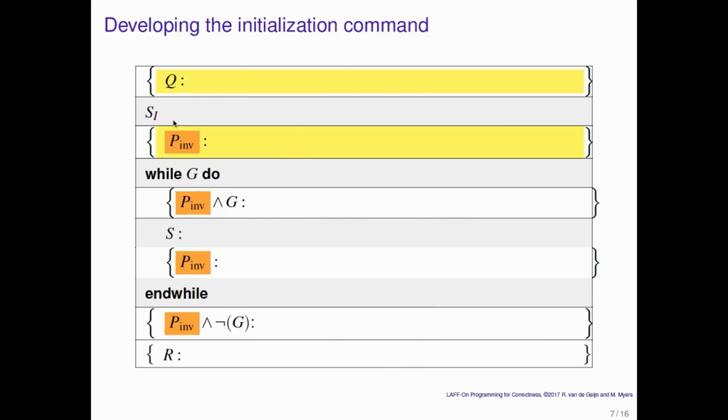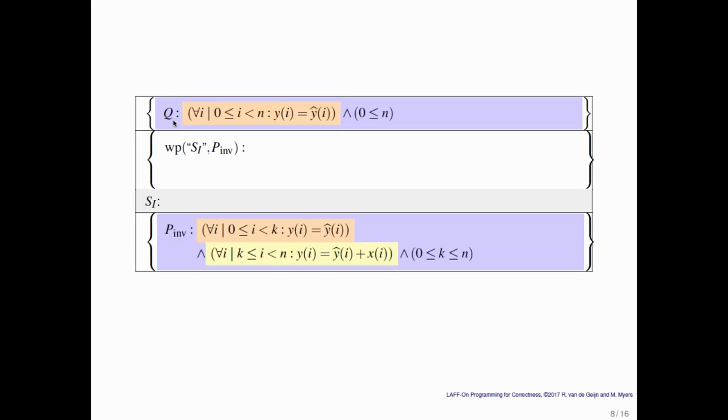Okay, next we turn our attention to how to derive or develop the initialization command S sub I. For that we look at the precondition and the loop invariant. Let's focus on that and let's annotate it a little bit. If we look at this, if we pick k cleverly, then the precondition and the loop invariant are one and the same. Namely, if we pick k to be n, then what's in the orange box in the loop invariant is exactly what's in the precondition, and what's in the yellow box is a quantification over the empty range, which then becomes true and disappears.